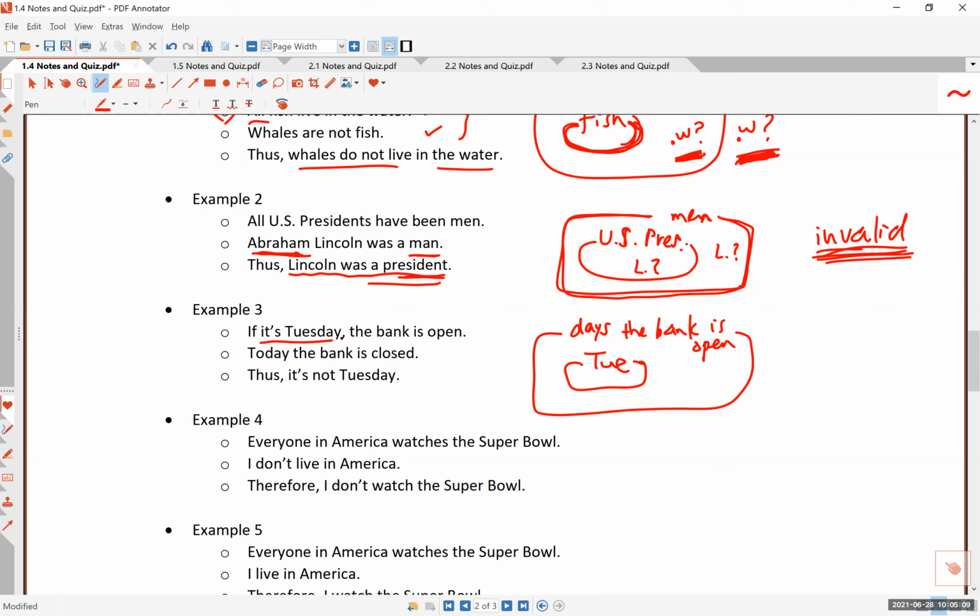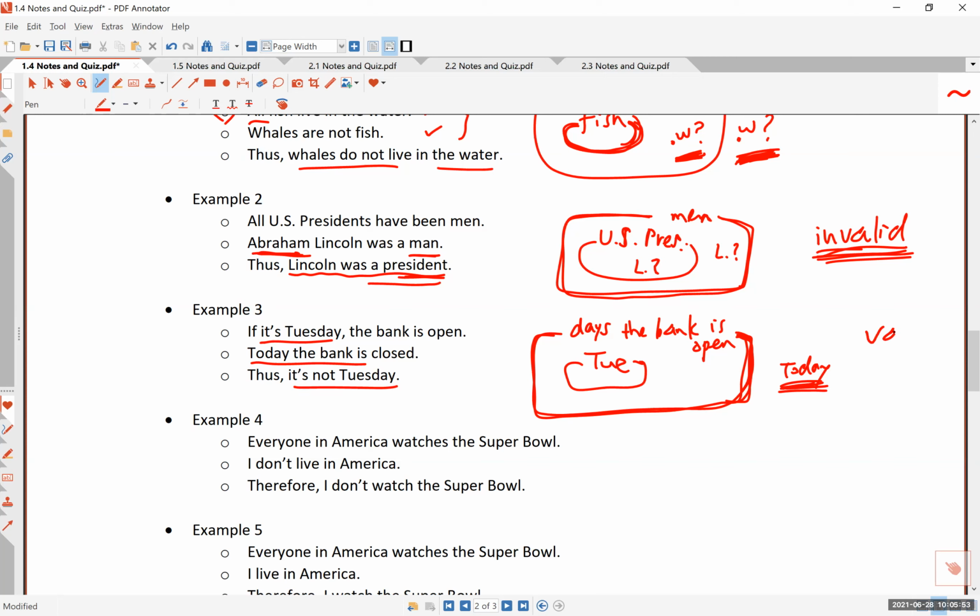Now, today the bank is closed. So where is today? If the bank is closed today, it is not the day when the bank is open. So the today belongs here. The second statement clearly indicates that today is one of those days that belongs to the exterior of the outside circle. Okay, let me ask you this question. If you are outside of the outer circle, can this be inside of the inner circle? No, if you happen to be outside of the outer circle, there's no way you can be inside of the inner circle, right? It is very clear. Today must not be Tuesday, okay? So this is a valid conclusion.